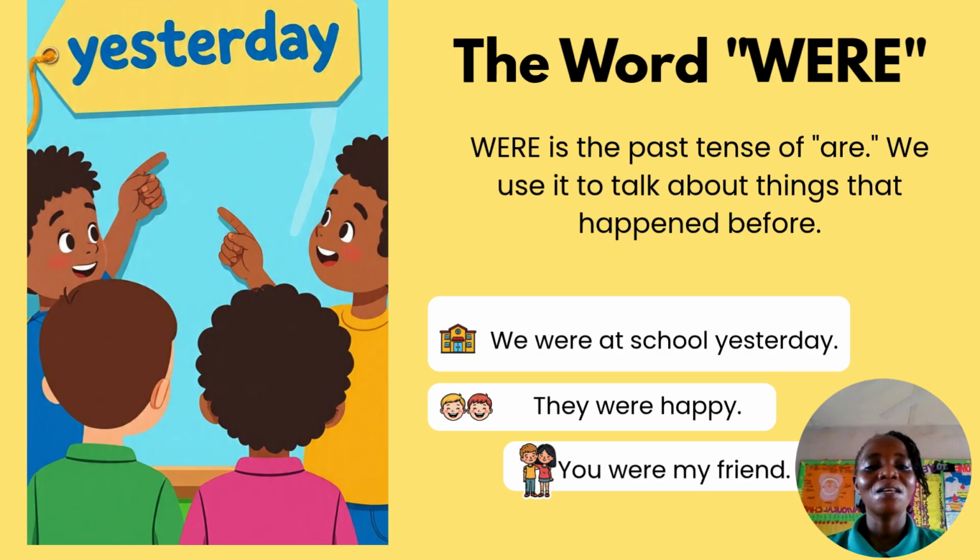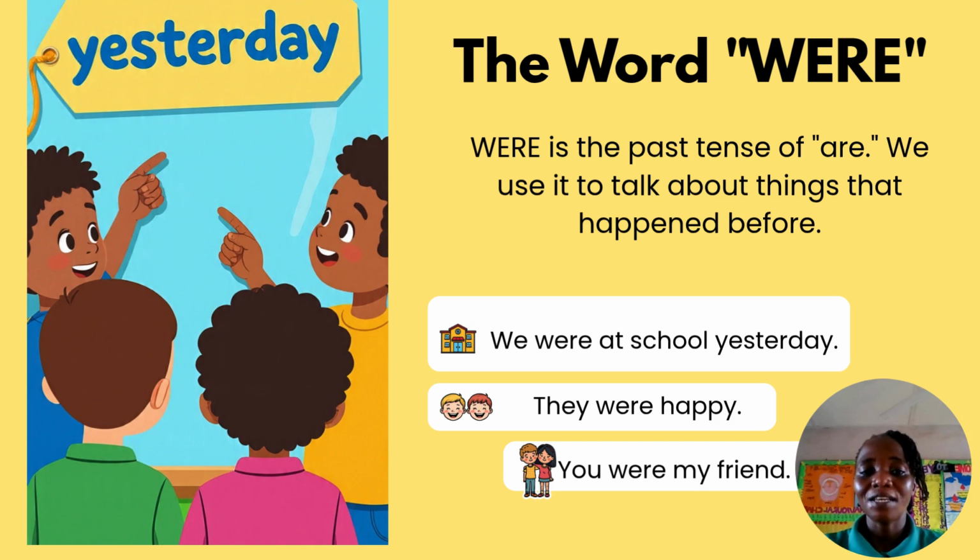Meet also the word were. Were is the past tense of are. We use it to talk about things that happened before. Note, it is often used with plural nouns or plural pronouns. Were is the past tense of are. For instance, the past tense of is is was. The same thing is applicable to were, as it is the past tense of the word are.